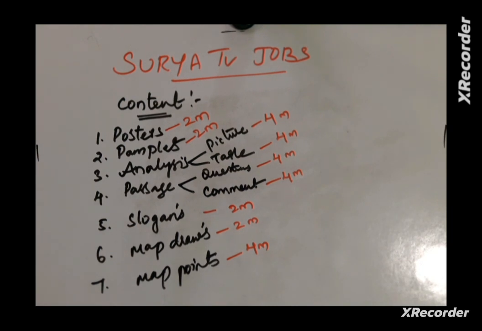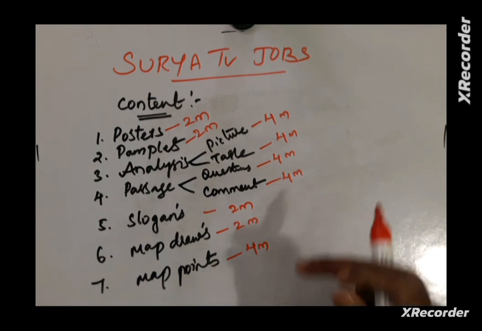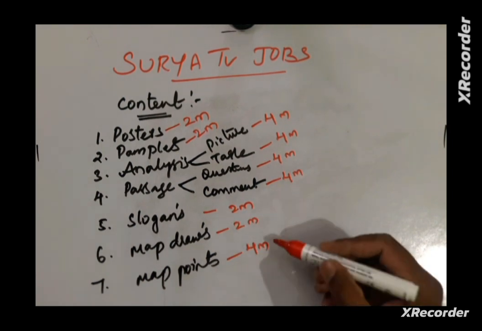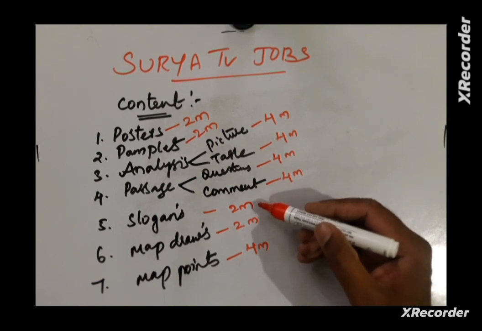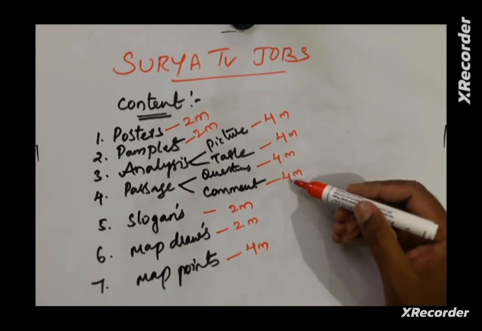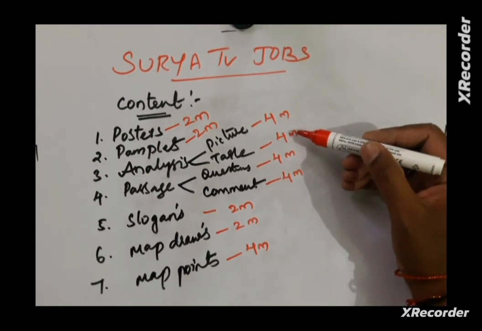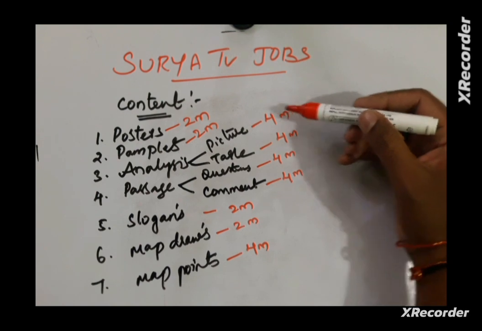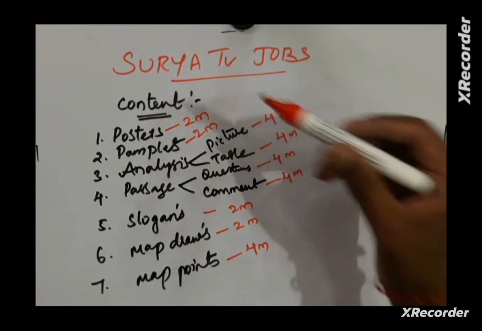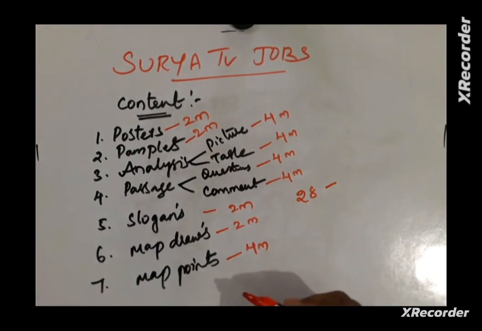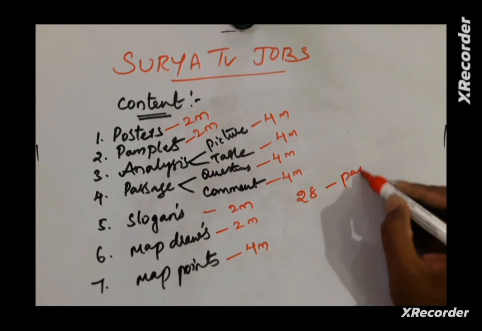If you count these marks, you will come to know how the question paper will appear in the board examination. You can see very clearly here it is 8 marks. 4 plus 2 is 6, 6 plus 2 is 8, 8 plus 4 is 12, 12 plus 4 is 16, 16 plus 4 is 20, 24, 25, 26, 27, 28. Now you see here 28 marks are allotted. This is for paper 1.